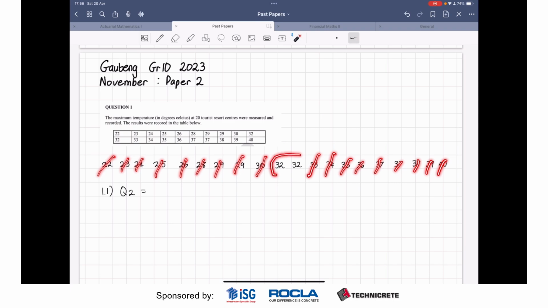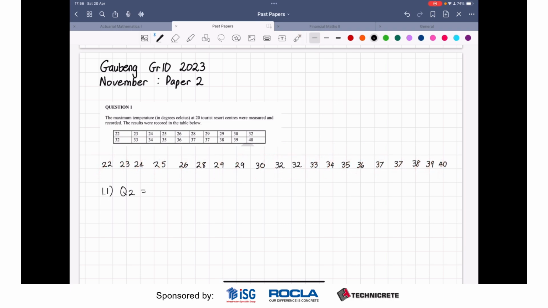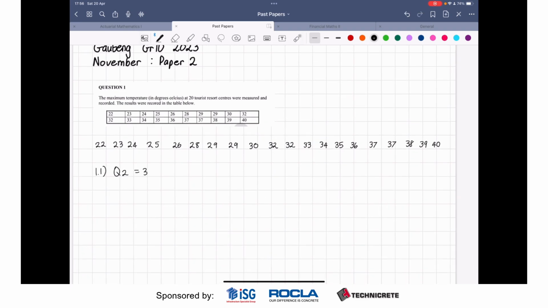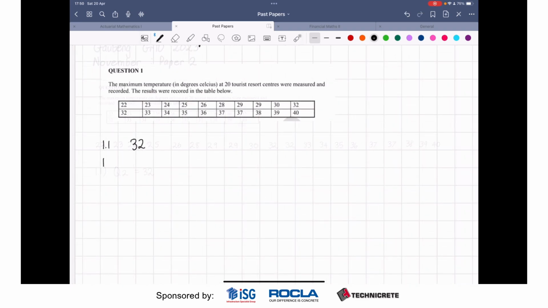So the median is the number that lies between these two numbers, and 32 plus 32, 64 divided by 2, which is just 32. Then in 1.2.1, we're asked to determine the mean temperature. The mean is just the average, so we can call that x bar. And that's equal to the sum of all of these numbers divided by how many numbers there are. We were told that there's 20.